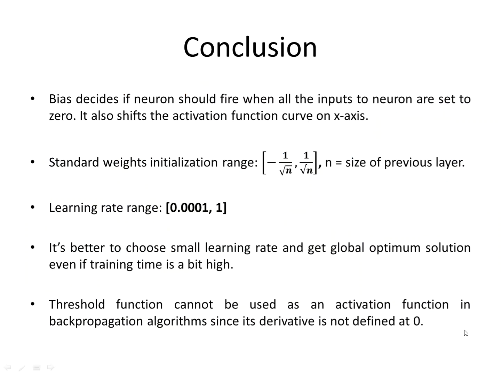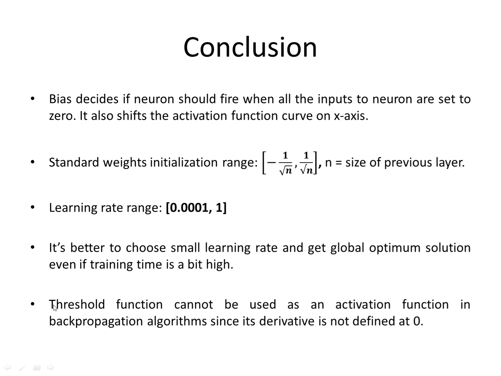So the conclusion here is that BIAS decides if a neuron should fire when all the inputs to the neuron are set to 0. It also shifts the activation function curve on the x-axis, as we have seen in the sigmoid function case. The standard weights initialization range is between -1 upon root n to 1 upon root n, where n is the size of the previous layer. Learning rate range I have found as 0.0001 to 1, and it is better to choose a small learning rate and get a global optimum solution even if training time is a bit high, because if the learning rate is small, then training time will be a bit more, as we are going ahead with small steps in each and every iteration.